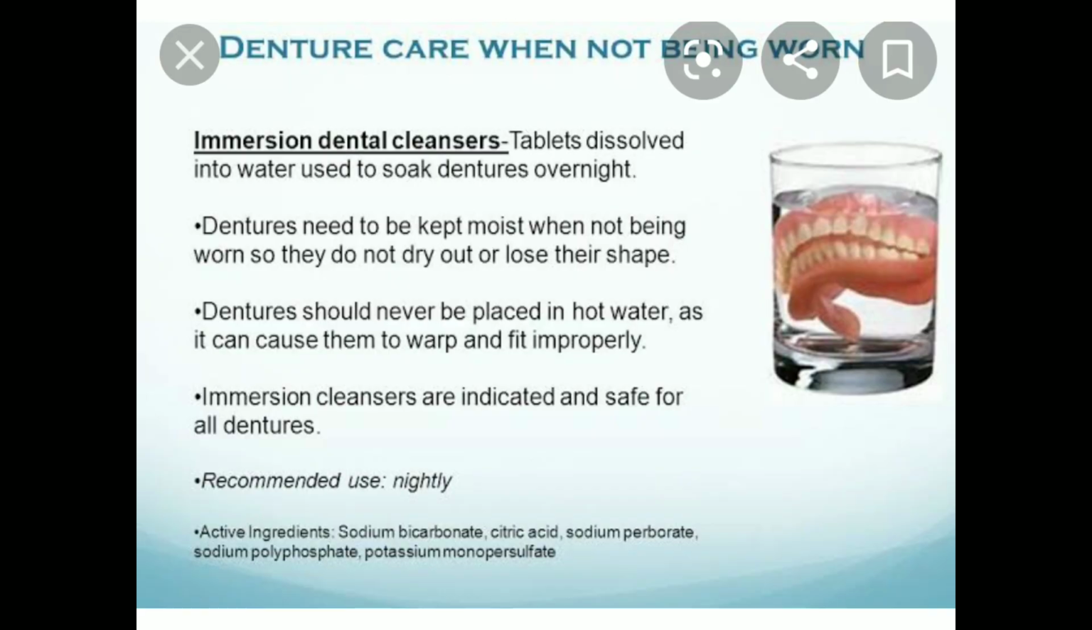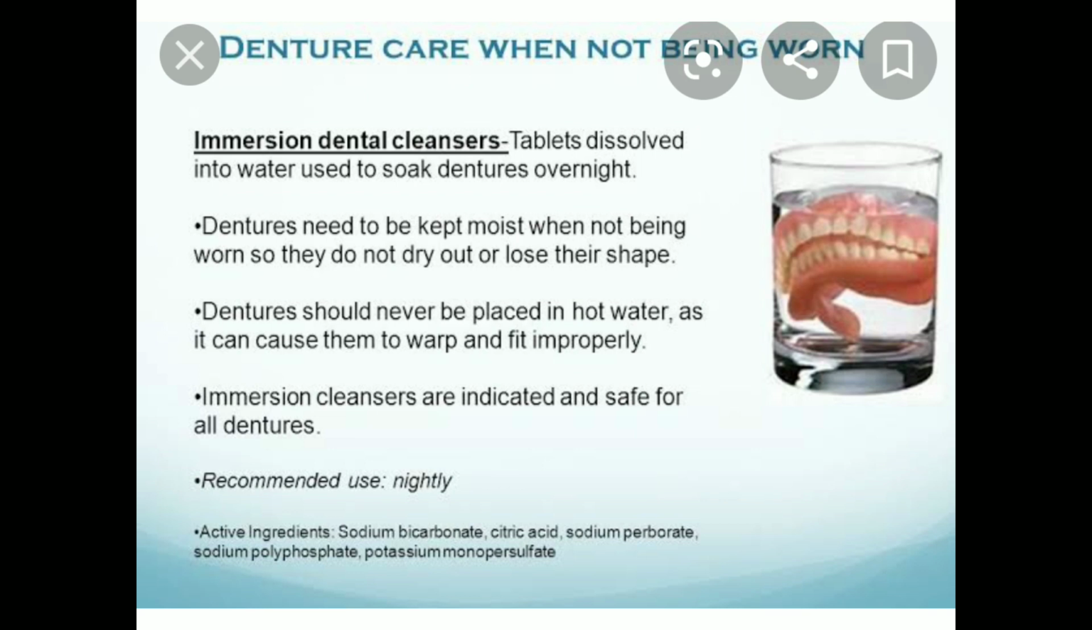Then if the dentures are not being cleaned regularly, what should we do? The denture should be immersed in a dental cleanser solution, that is tablets dissolved in water. Use it to soak dentures every night. Dentures need to be kept moist when not being worn, so they do not dry out or lose their shape.